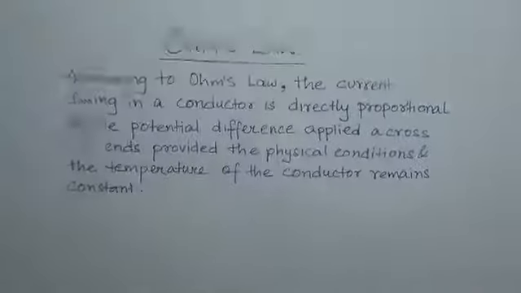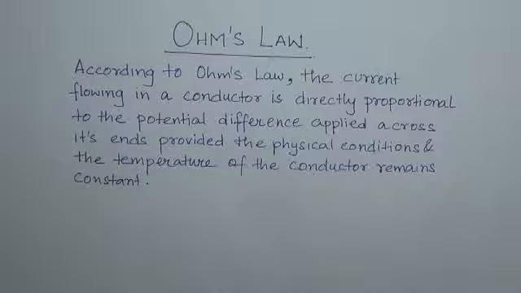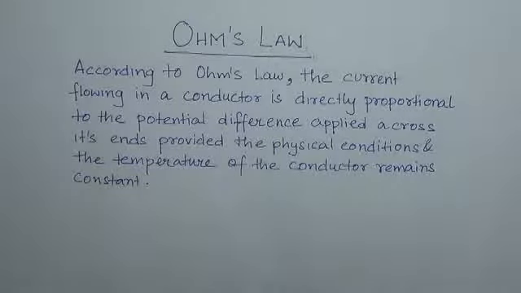Ohm's law, basically there was a German scientist by this name. In 1826, he found a relationship between potential difference and current. And he established this relationship and laid it down in the form of a statement which is called Ohm's law. Now let us see what the statement says. According to Ohm's law, the current flowing in a conductor is directly proportional to the potential difference applied across its end, provided the physical conditions and temperature of the conductor remains constant.